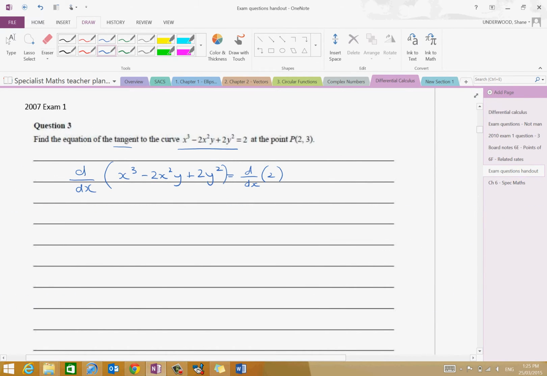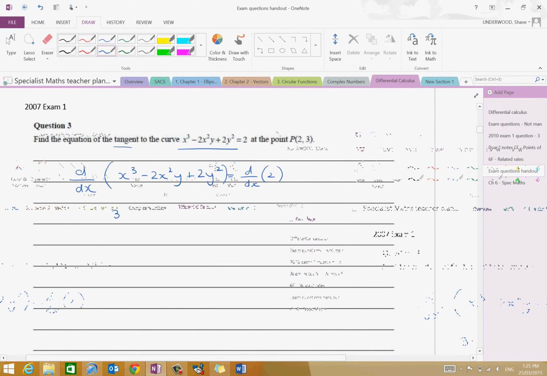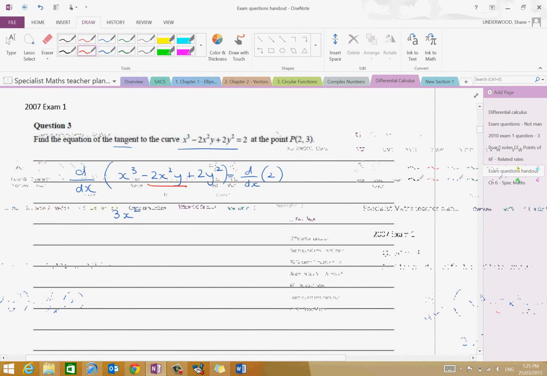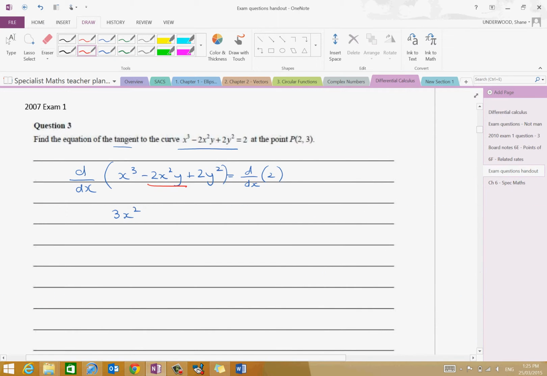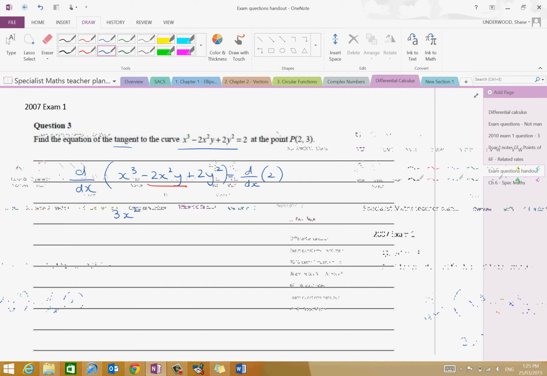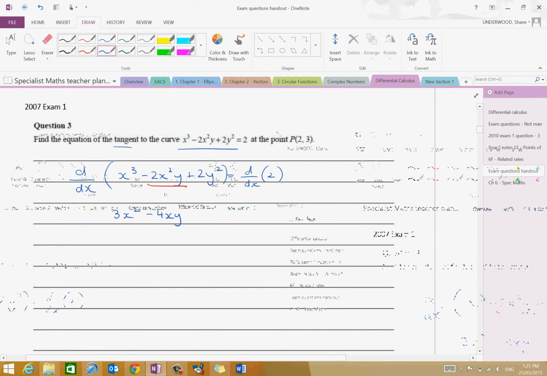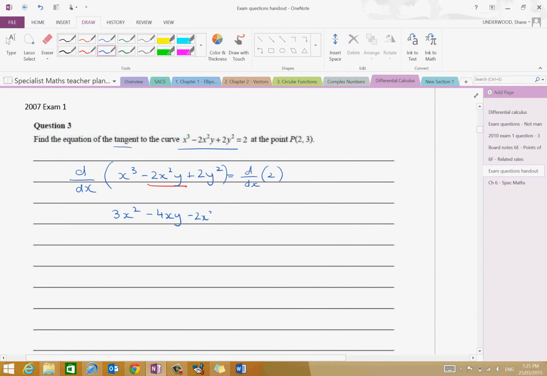Now what we need to do is derive the left-hand side with respect to x. So therefore we can say 3x squared. Now this is the tricky part. This is where students fall over. We've got to apply the product and chain rule there. So what is the derivative of minus 2x squared? The derivative of minus 2x squared is minus 4x times the other thing, which is just y. And then the derivative of y is y dash. Y dash times minus 2x squared is minus 2x squared y dash.